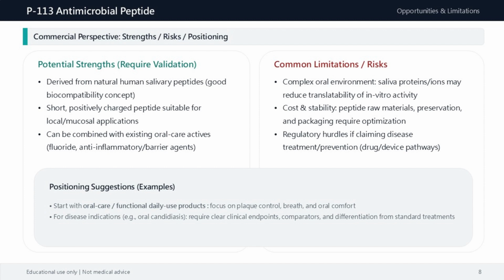Looking at the commercial landscape, P113's greatest strength is its origin. Being derived from a natural human peptide gives it a fantastic safety and biocompatibility story.